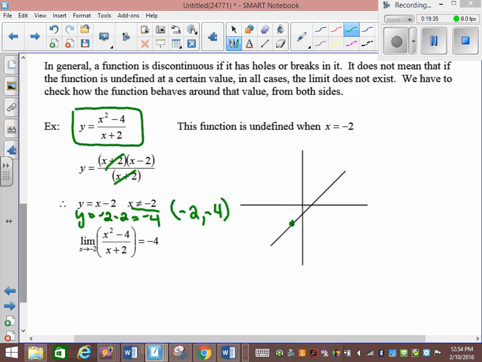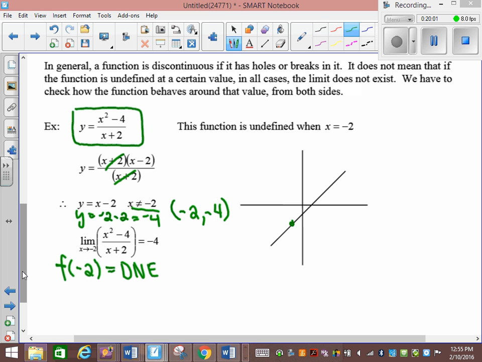So there's that open hole again. So at f of -2, what is my y value? -4 on the point of discontinuity, right? But is there actually a value of the function itself at -2? No, it doesn't exist. There's a hole there.